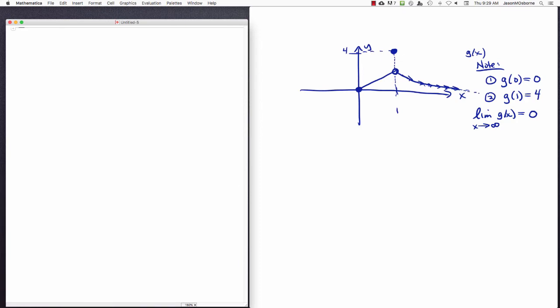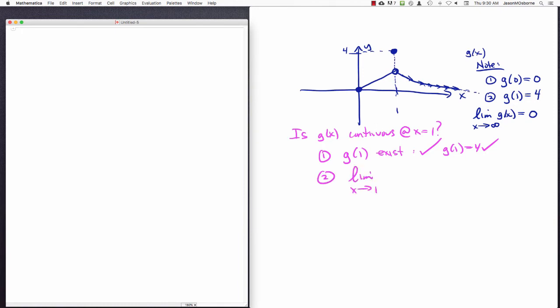All right. Now let's answer the question that we're going to have here. Is g of x continuous at x is equal to 1? Remember, there are 3 things that had to happen. Did g of 1 exist? And you say yes, because g of 1 was equal to 4, so it did exist. 2, does the limit as x goes to 1 of g of x exist?